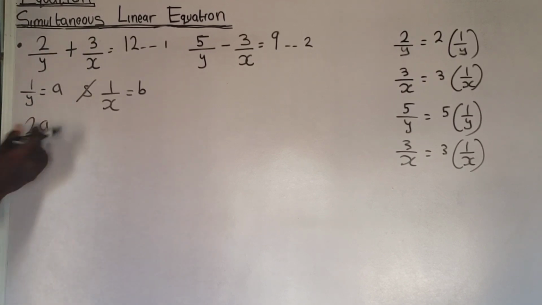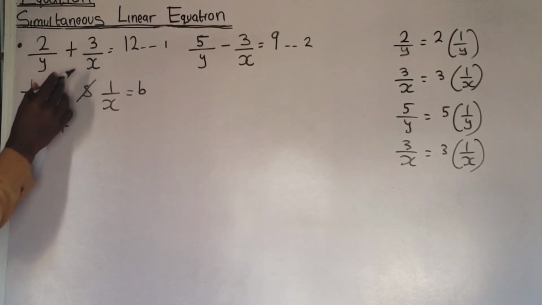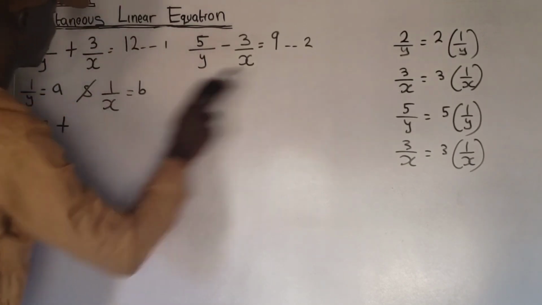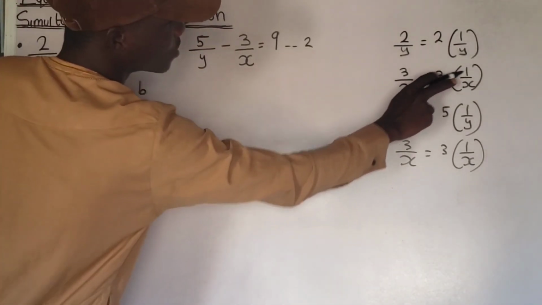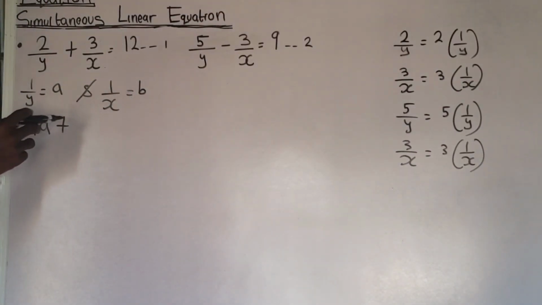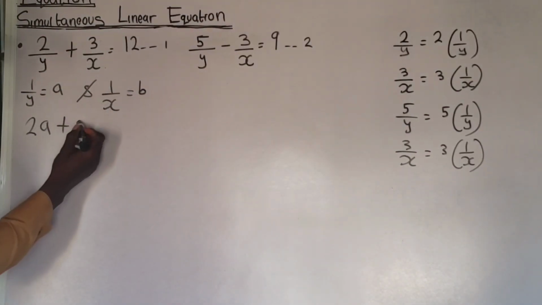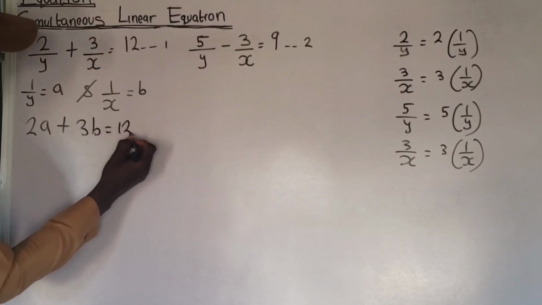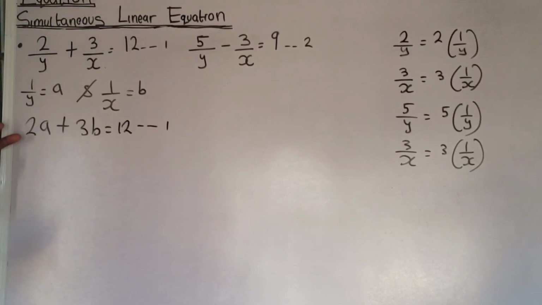That means I'm going to have 2a plus, okay, now 3 over x can be written as 3 into bracket 1 over x, and I've replaced 1 over x as b. So I'm going to have 3b equals 12. Let us call this equation 1. I've modified equation 1 now.